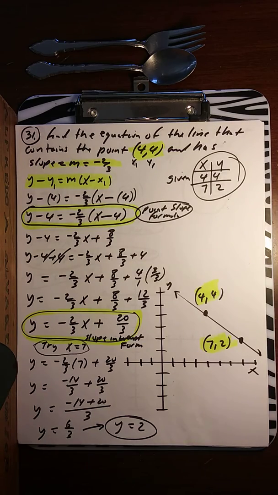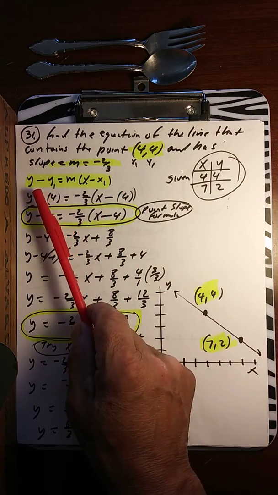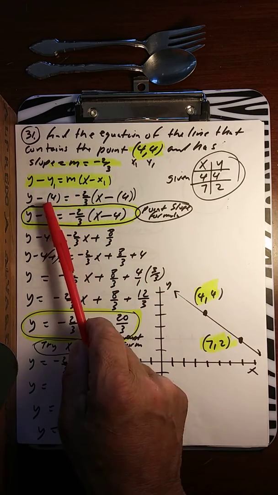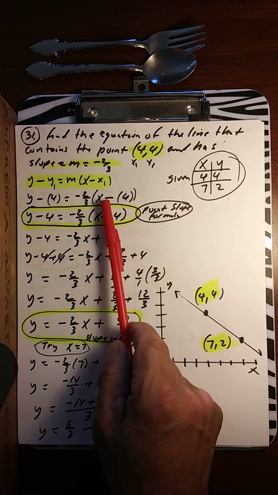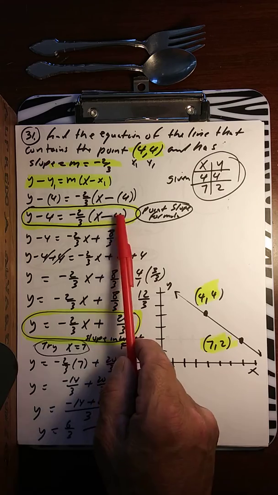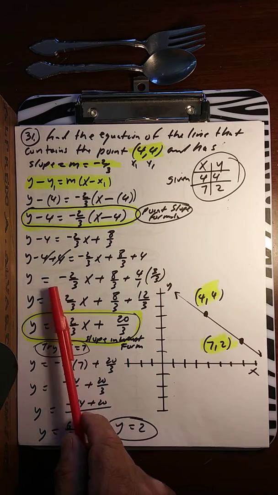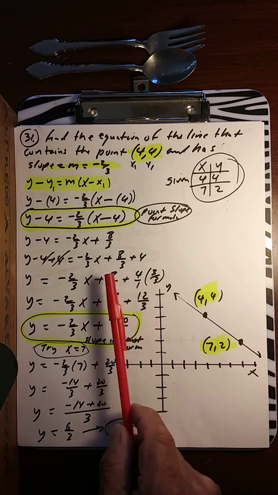Find the equation of the line that contains the point (4, 4) and has a slope of negative 2/3. Okay, so there's a formula: point-slope. Put the numbers in there. Negative 4. Multiply negative 2/3 of that. Negative 2/3 x. Negative 2 times that is going to be positive 8/3. Add 4, add 4. Now we can't put these together, but we can fix it.